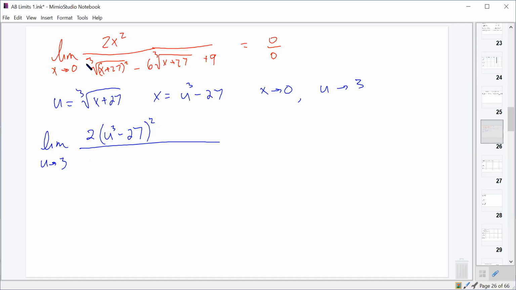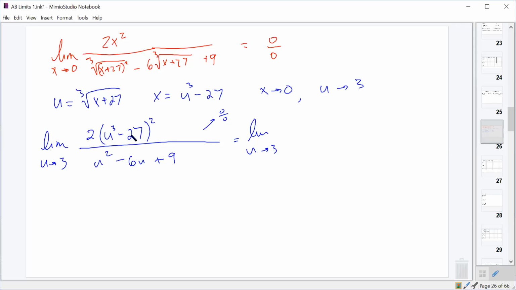And then this became U squared minus 6U plus 9. So everybody good with that? Yeah. Okay. And then the U cubed minus 27 is a difference of cubes. When I show all my work on the actual answer key, you'll see that I plugged in 3 here and got 0 over 0 again. So I'm just going to make a note that 0 over 0.